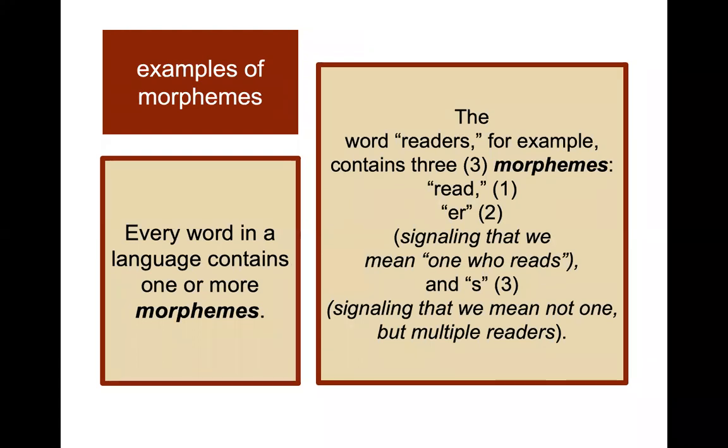The word readers, for example, contains 3 morphemes. 3, you might say? Okay, so the 3 morphemes would be read. That's the first unit that has meaning. The second unit that gives some meaning. It signals that we mean one who reads. And then the S, of course, gives us meaning too, meaning that not one, but multiple readers.